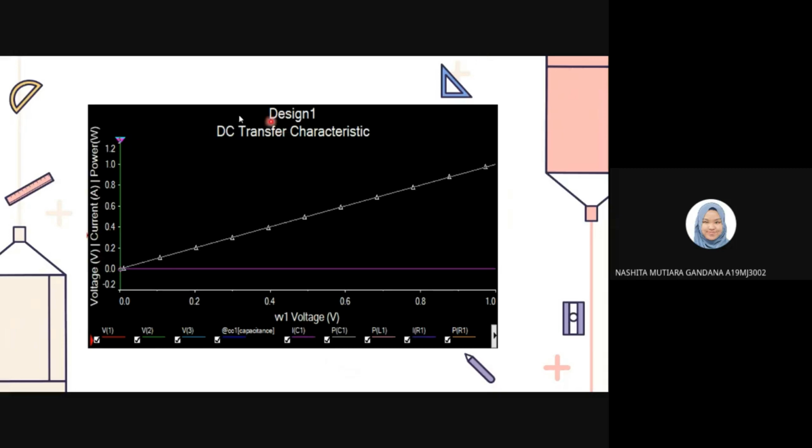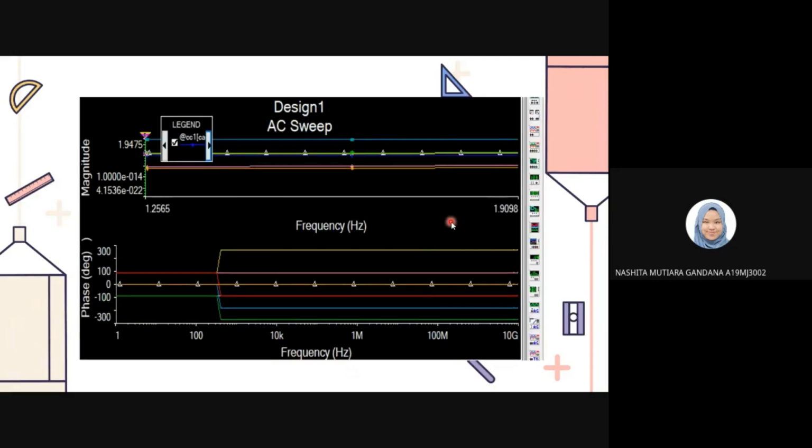So in order to get this graph, we use DC transfer characteristic to determine the consistency in the charge. And this is the AC sweep that we use in order to validate the value of the capacitance here, the blue one, which is constantly rising to prove that the answer is justified.